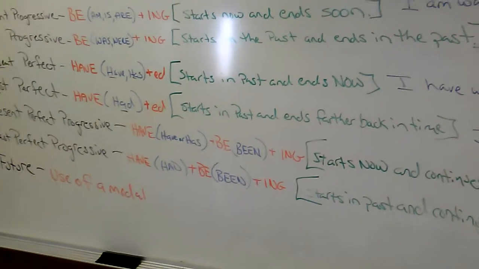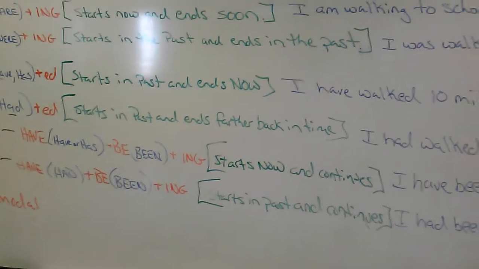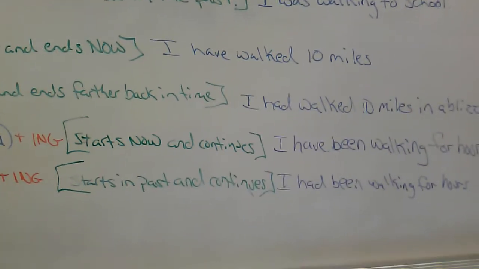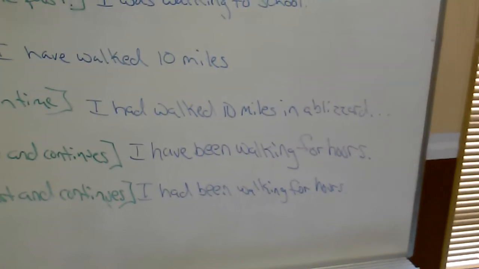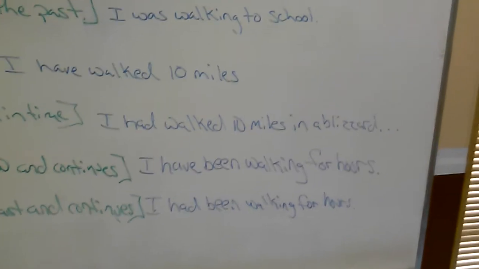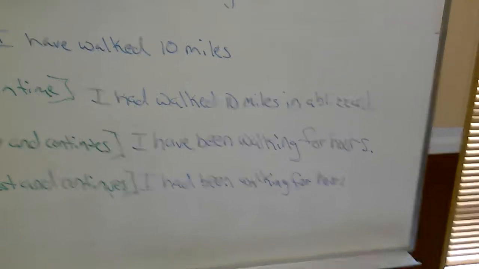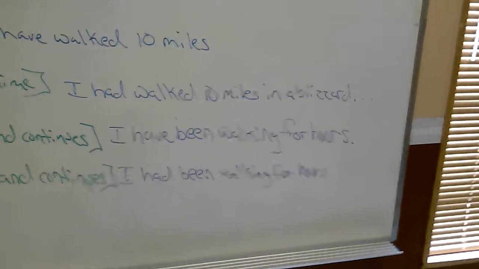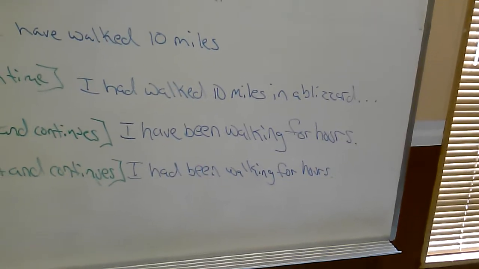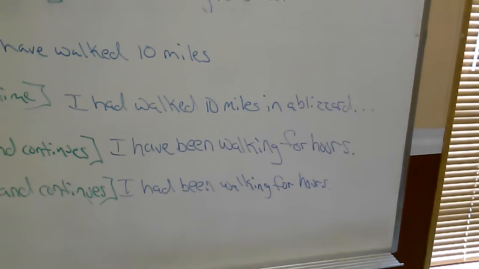Now, the past perfect progressive tense is had plus be, been. So it's had been plus the ing form. It starts in the past and continues. I had been walking for hours. It just sounds like there's going to be a continuation. And I only have 3 more to go, but I decided to take a break before I continue. Whatever it is, there's something that is going to be continuing on. And that is what the past perfect progressive tense does. And again, you see how it's been written.